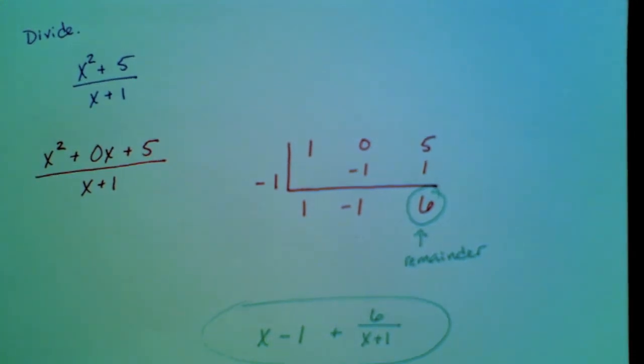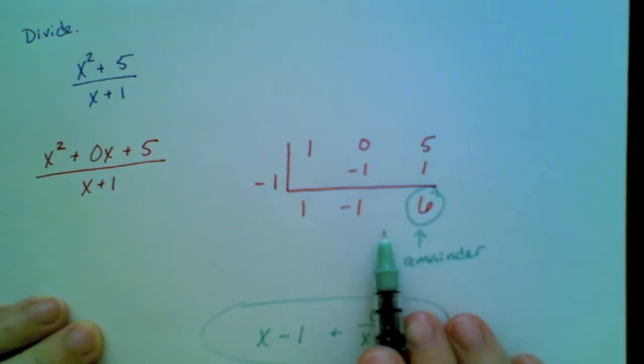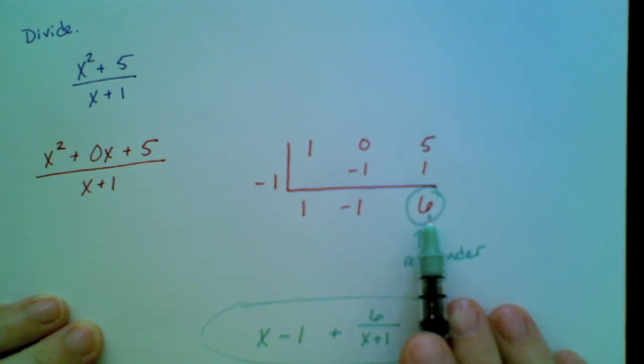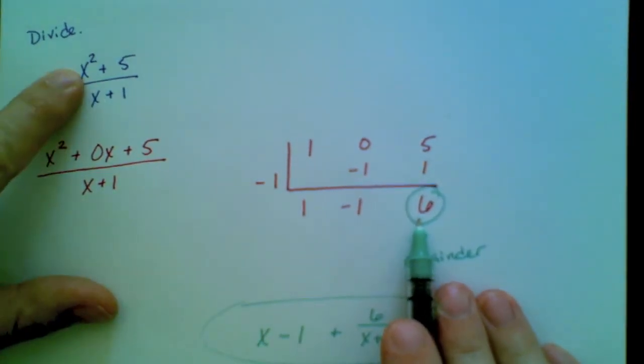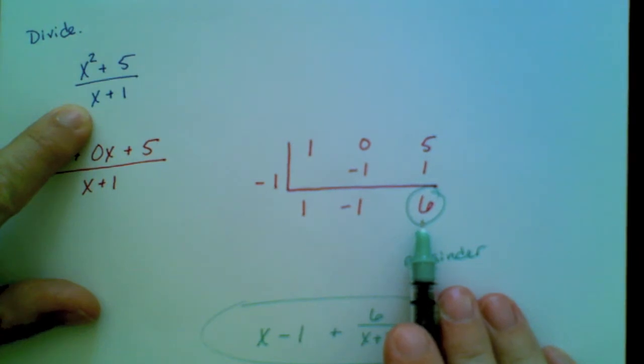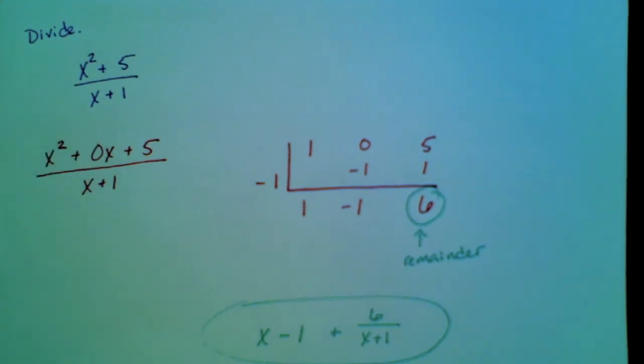If someone asks you whether something is evenly divisible, remember to be evenly divisible means that it has a remainder of 0. That's what it means when you're doing division with numbers, and that's exactly what it means when you're doing division with polynomials. So this is not evenly divisible because it has a remainder of 6. If x squared plus 5 were evenly divisible by x plus 1, this remainder would have been 0. It's not, and so I know that this is not evenly divisible.